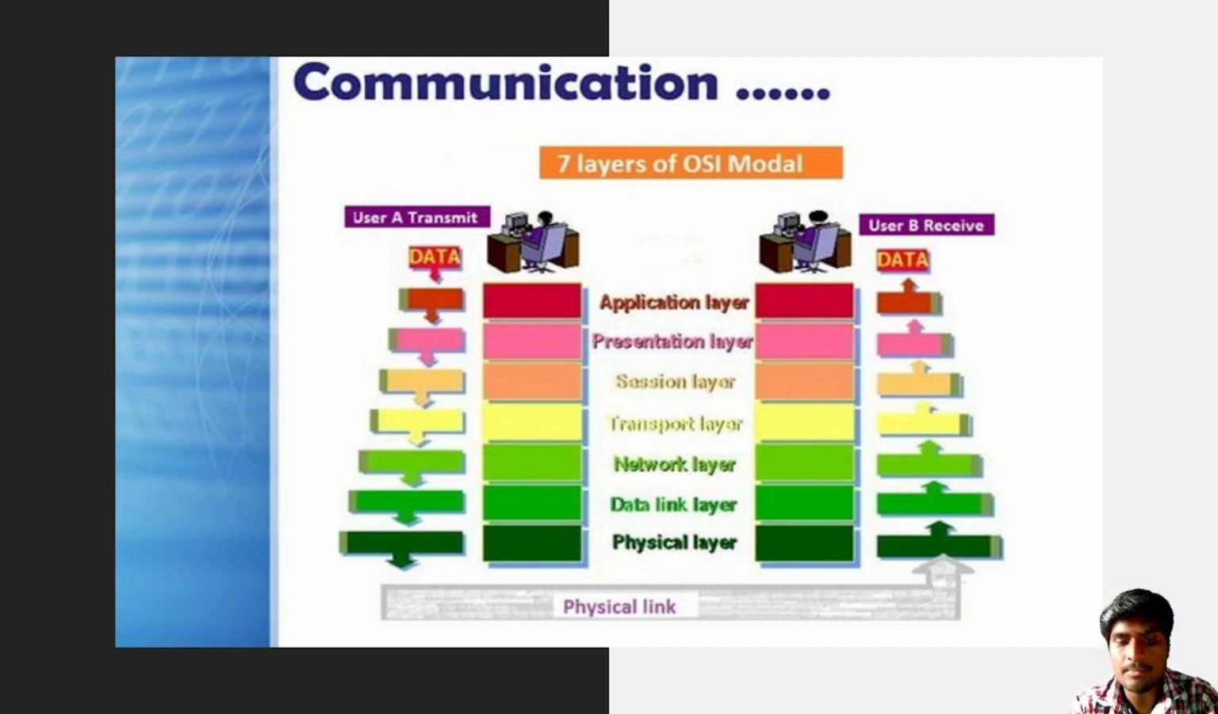Transport layer. Transport layer is nothing but it decides whether the data is sent through parallel mode or serial mode. Parallel mode is nothing but simultaneously sending the packets or data. But what about serial mode? Nothing but we need to send the packets one after another.